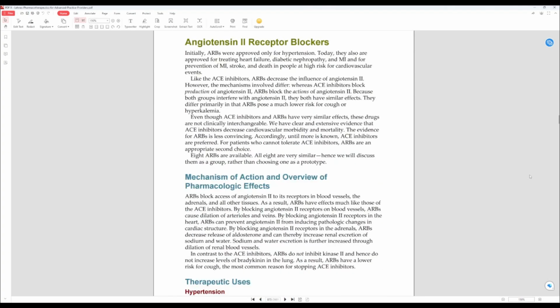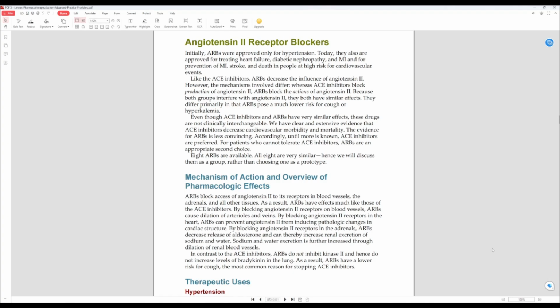Leading us to angiotensin II receptor blockers. Initially, ARBs were approved for only hypertension. Today, they are also approved for the treatment of heart failure, diabetic nephropathy, and myocardial infarction, and for the prevention of myocardial infarctions, strokes, and death in people at high risk for cardiovascular events.